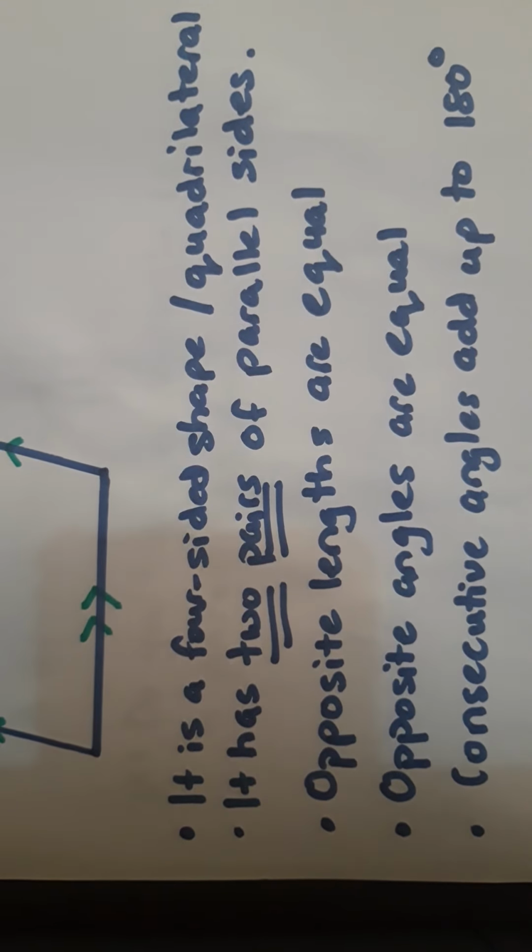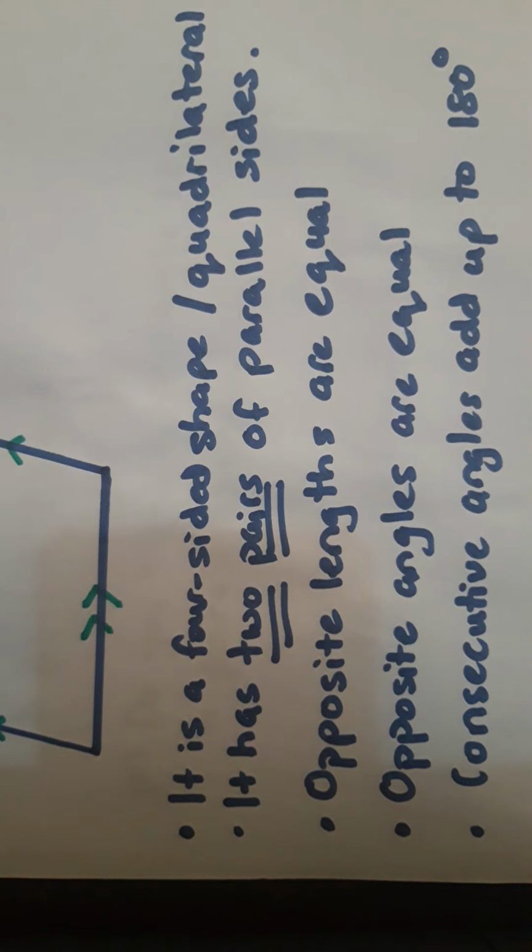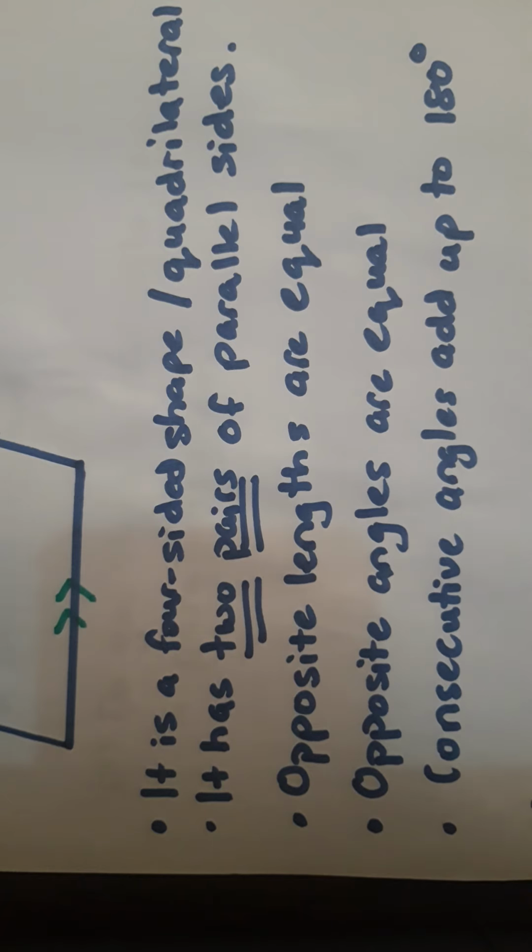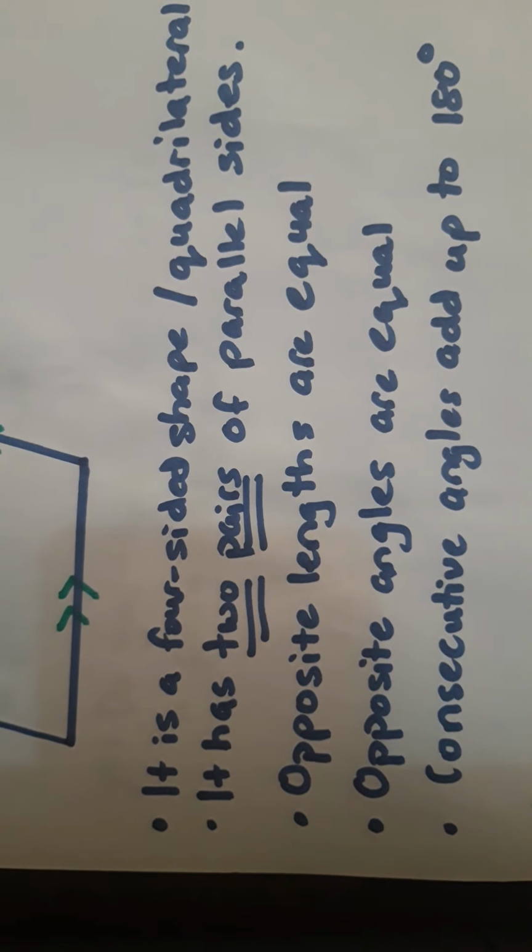So let's just go through the properties again. Properties of a parallelogram. It is a four-sided shape or quadrilateral. It has two pairs of parallel sides. The opposite lengths are equal, opposite angles are equal, and also consecutive angles add up to 180 degrees.